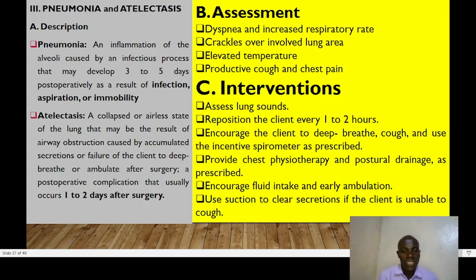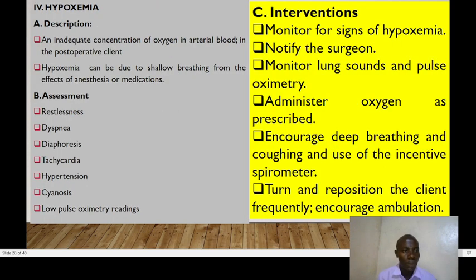And lastly, use suction to clear these secretions if the client is unable to cough. Another complication is hypoxemia. Hypoxemia refers to inadequate concentration of oxygen in arterial blood in a post-operative client. This hypoxemia can be due to shallow breathing from the effects of anesthesia or medication.